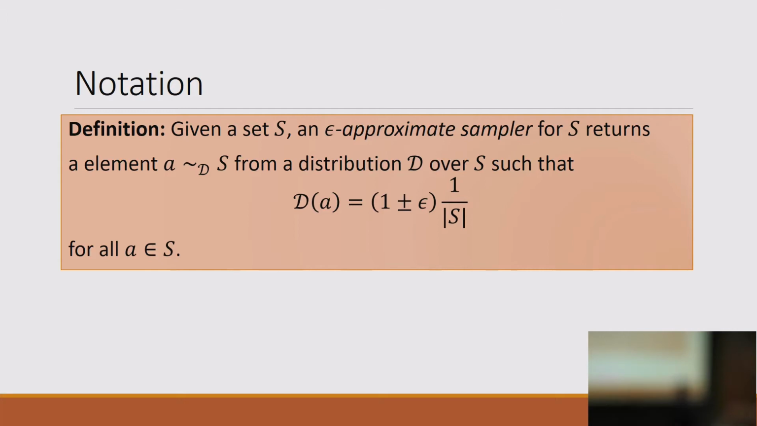Okay, and then finally one quick definition that we'll use a couple times in the talk. For a set S, I'm going to call an algorithm an epsilon approximate uniform sampler for that set if it samples an element from that set from a distribution which is within 1 plus or minus epsilon of the uniform distribution. So it's just going to return any element A from that set with probability between 1 plus or minus epsilon of 1 over the size of the set. So it's going to be nearly uniform.